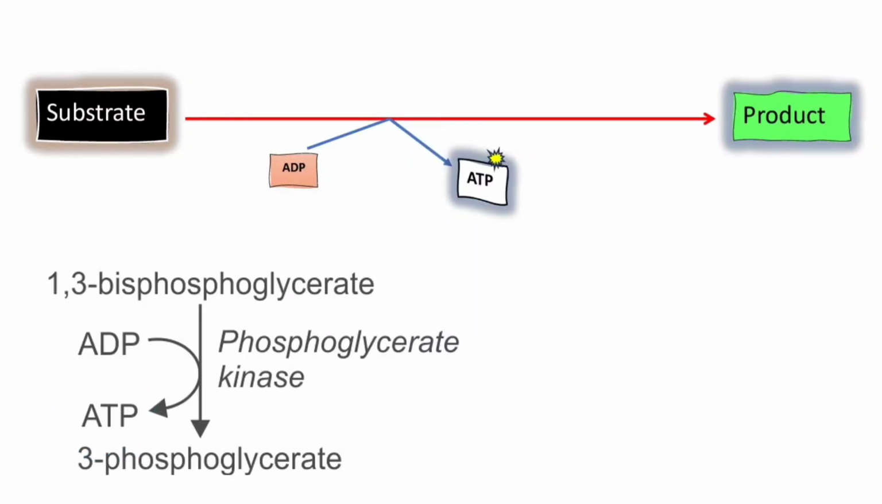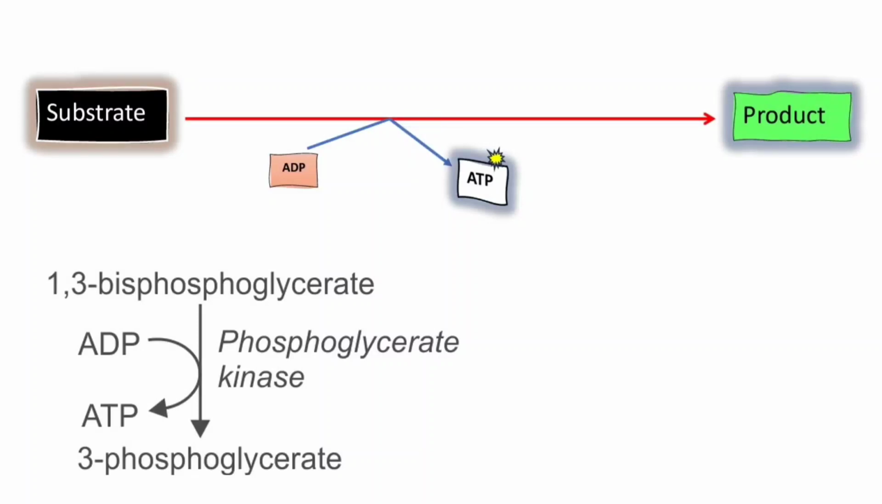The high energy phosphate which is linked to the first carbon of 1,3-bisphosphoglycerate is released during its conversion, and that phosphate is used for the formation of ATP when it is joined with ADP. So this is an example of substrate level phosphorylation.